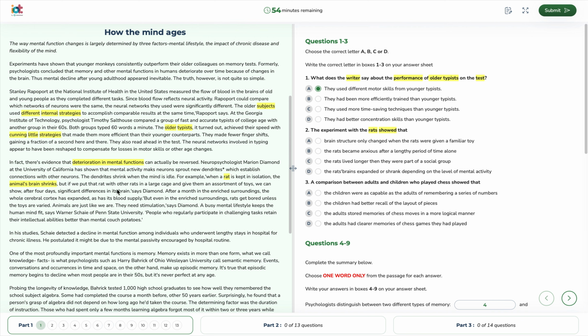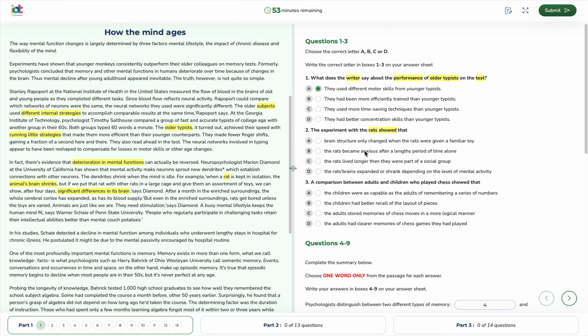But if we put the rat with others in a large cage and give them an assortment of toys, we can show significant differences in their brain. They explain that the whole cerebral cortex has expanded. So what they are trying to show is that if they are alone, their brain shrinks, but if they are put with someone else, their brain shows a significant difference.